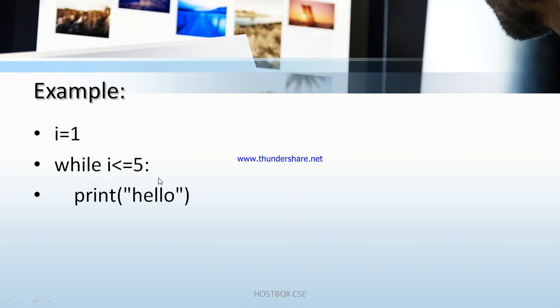We also need the increment operator, similar to the C language. So what will happen here? First i is equal to 1, then while i less than or equal to 5, then print hello, because the i value is 1, which is less than 5. Then I give i is equal to i plus 1. So 1 is already there, 1 plus 1 becomes 2, and the condition is checked again, so it will run again. Now the i value is 2, and 2 is less than or equal to 5, so it will again print the word hello.